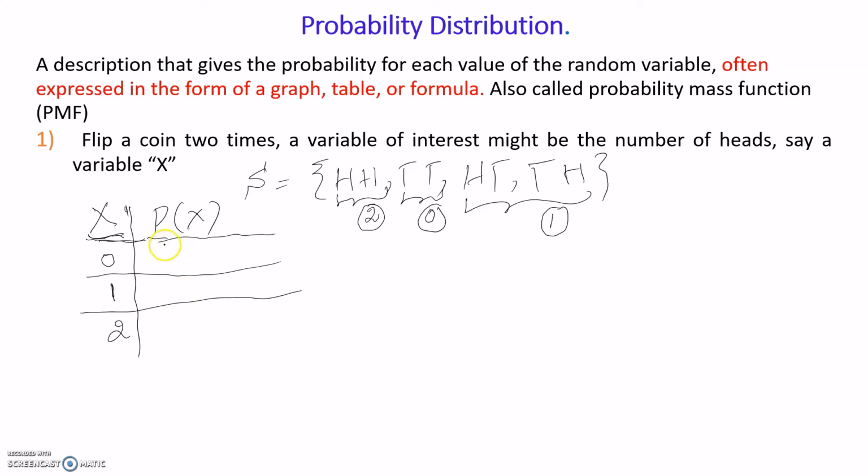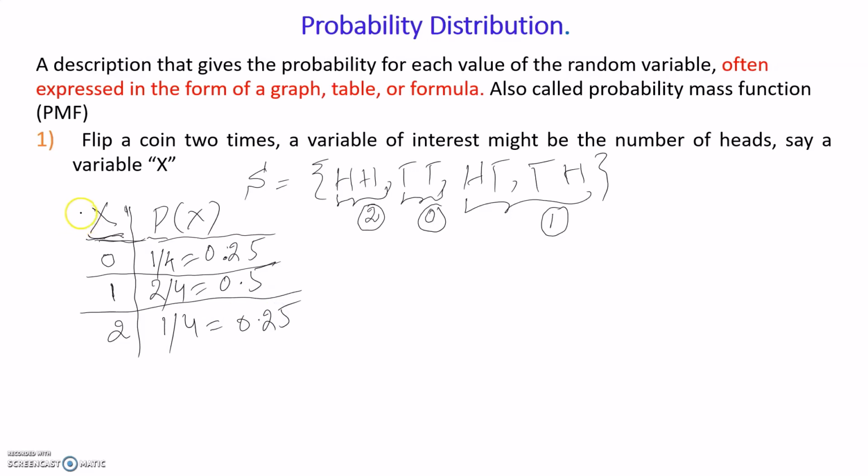So the probability that the coin lands on heads 0 times is 1 out of 4, which is 0.25. The probability that the coin will land exactly 1 time on heads is 2 out of 4, and that is equal to 0.5. And the probability that my coin will land on heads 2 times is again 1 out of 4, which is equal to 0.25.